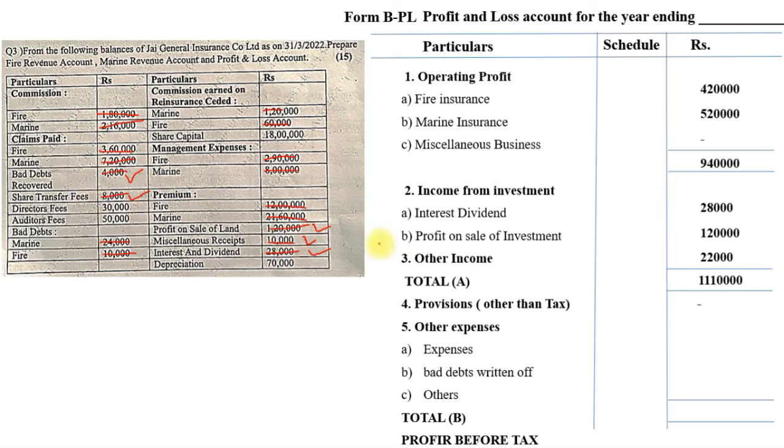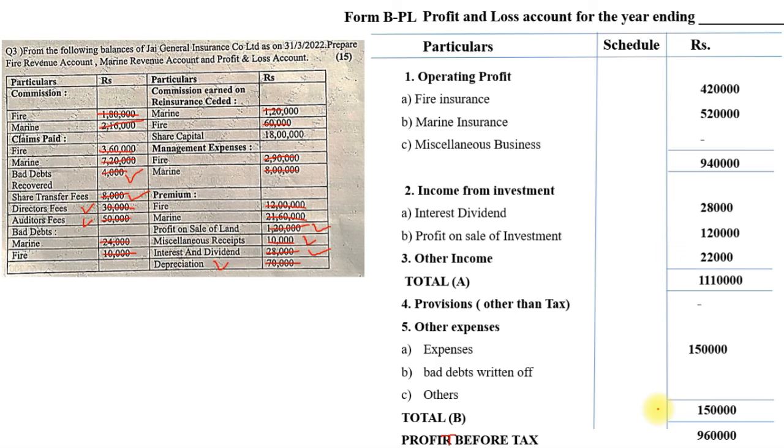Now we jump to other expenses, which is known as expenses. Let us see which expenses there are in the question. There were director's fees, auditor's fees, and depreciation. Those are the only three things remaining. Everything else has been crossed out. Share capital doesn't come in the P&L account, so that's a dummy amount there. So 50 plus 30 is 80, 80 plus 70 is 1 lakh 50,000. Once noted, I will cross out those values also. Now there's nothing else remaining, no bad debts, nothing else, so the total comes to 1 lakh 50,000. Finally, 11 lakh 10,000 minus 1 lakh 50,000 will give you your profit before tax, which comes to 9 lakh 60,000.